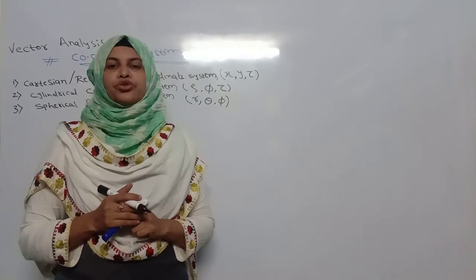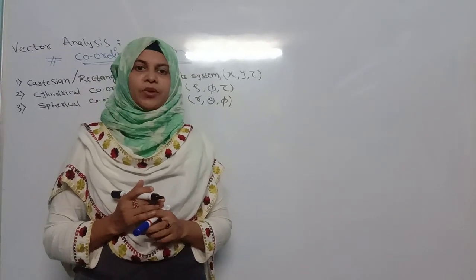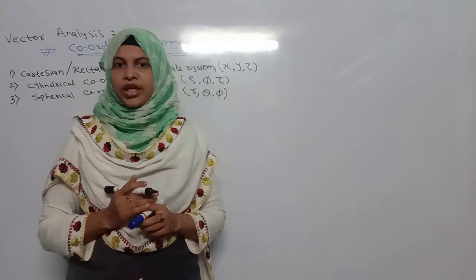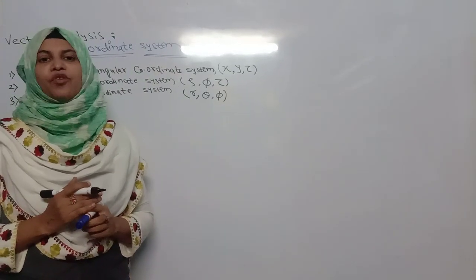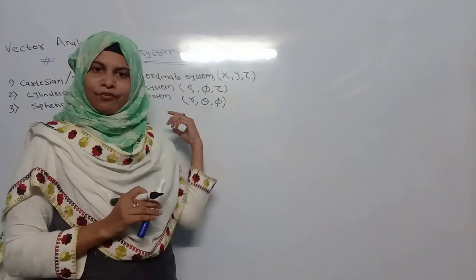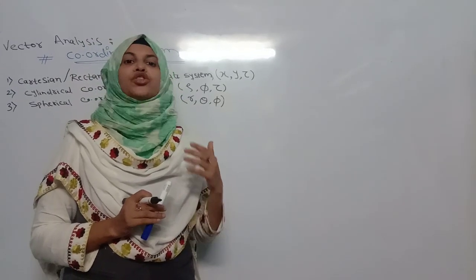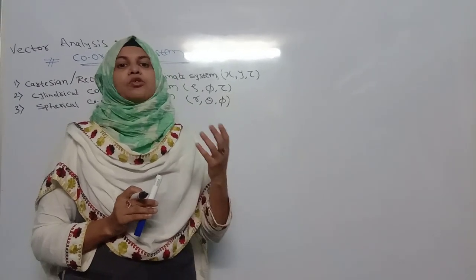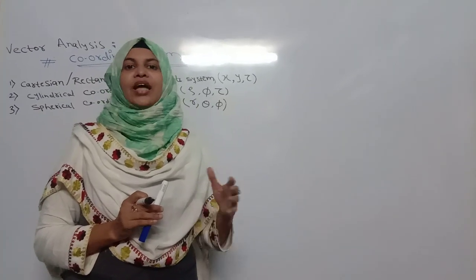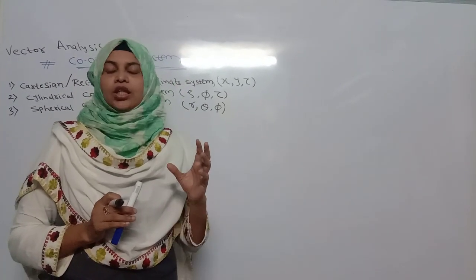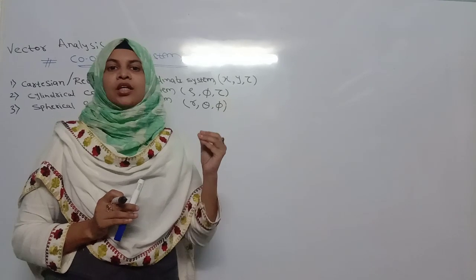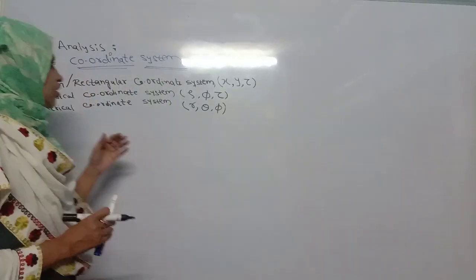Everyone, today I am going to continue the vector analysis topic of the coordinate system. Today we will see what the types of coordinate system are. As I have mentioned here, there are three types of coordinate system by which you can simplify your numericals which are based on vector analysis, so that it will be easy to find out the parameters, the points in space, in free space.